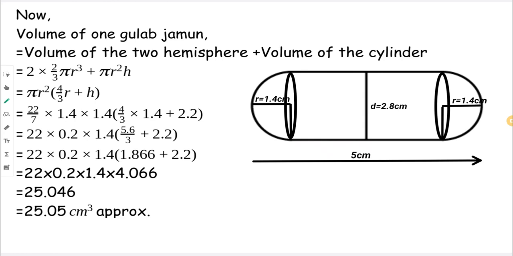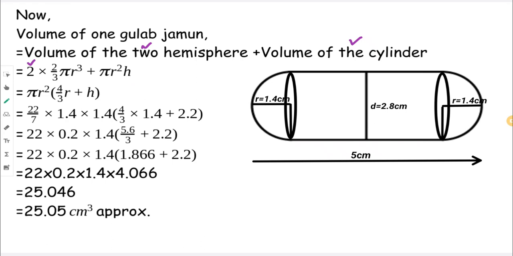So now we know the height. Let us try to find the volume of one gulab jamun. The volume of one gulab jamun will be the volume of this hemisphere plus the volume of this hemisphere plus the volume of this cylinder. In short, volume of 2 hemispheres plus volume of the cylinder. The volume of the hemisphere is 2 by 3 pi r cube, and the volume of the cylinder is pi r square h. Remember, height and length are the same, which we already found.